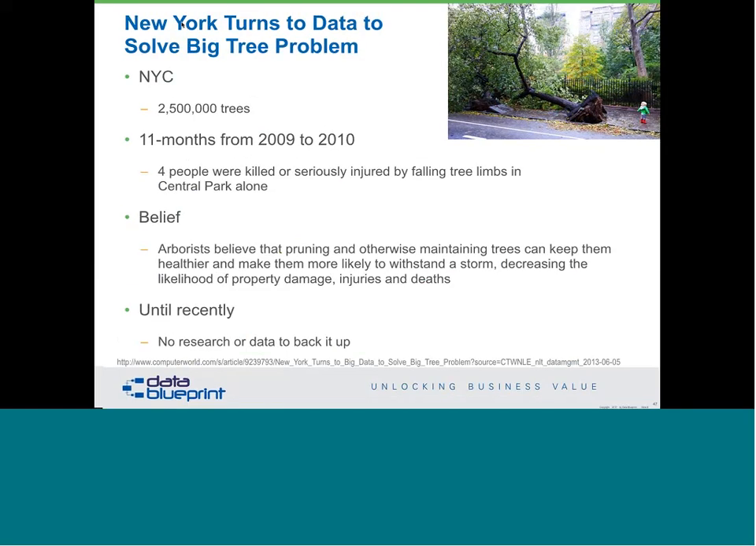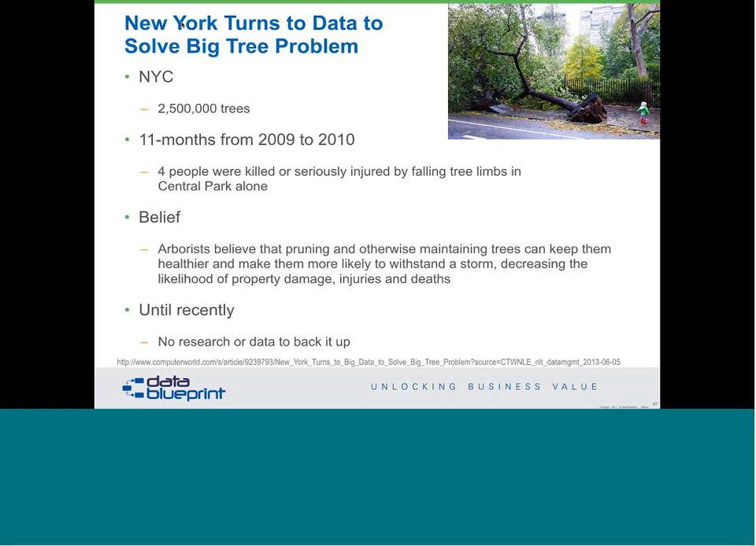Let me give you just a very quick example on that as well. New York City has a big tree problem. They actually used to title this article Big Data, but it's not anything to do with big data. But New York City has 2.5 million trees. And in just one 11-month period between 2009 and 2010, 4 people were killed just in Central Park alone by falling tree limbs. Who knew Central Park was so dangerous? But we've had 3 hurricanes already this year, so we should pay attention to that.